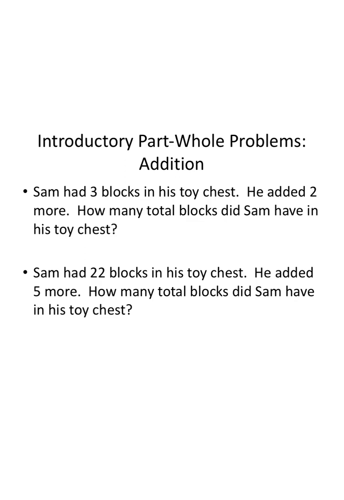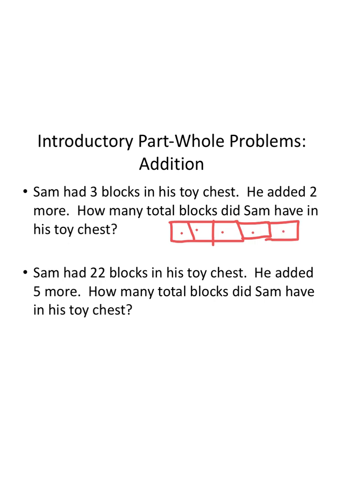So Sam had 3 blocks in his toy chest. Starting at the first grade level, I would actually draw 3 blocks in his toy chest. And then I would add 2 more blocks. So I can see that I have 5 blocks. It's a very good first grade problem. And again, you would draw a square for every block.